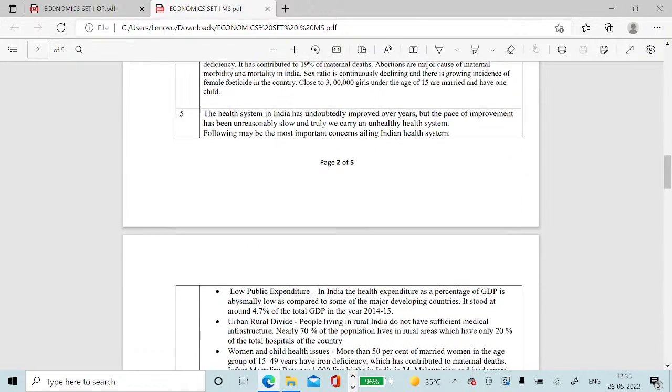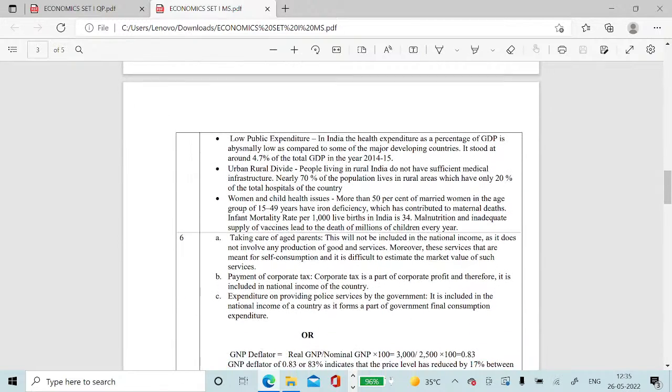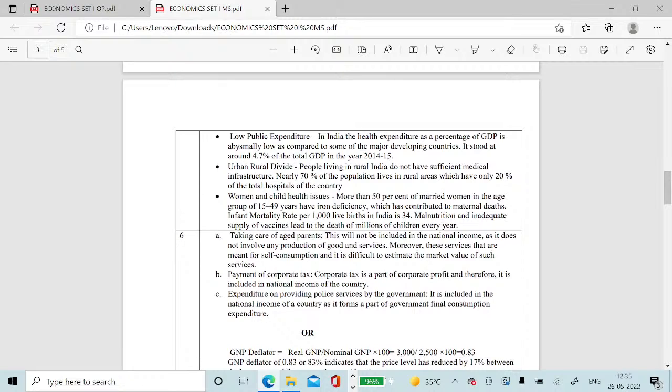Fifth, the health system has undoubtedly improved over the years, but the pace of improvement has been unreasonably slow and truly we carry an unhealthy health system. Following may be the most important concerns ailing the Indian health system. First, low public expenditure. In India, the health expenditure as a percentage of GDP is abysmally low as compared to some of the major developing countries. It stood at around 4.7% of the total GDP in the year 2014-15.